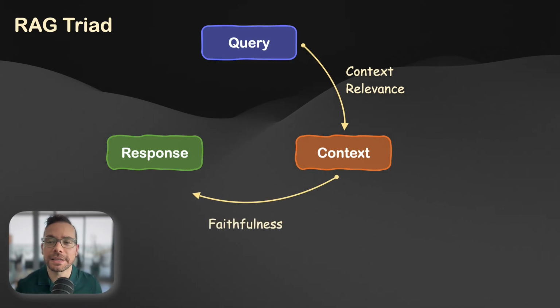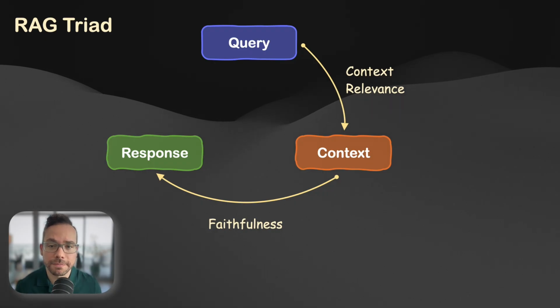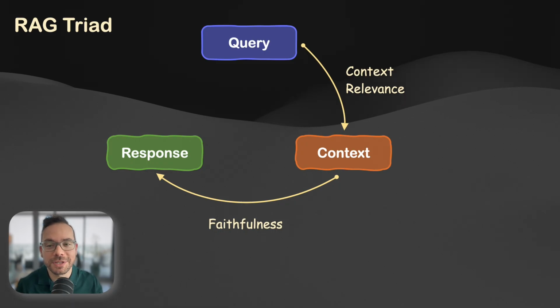The next one is faithfulness. This is the link between retrieved context and response. This is our hallucination detector in a sense. Does every claim in the response come directly from the retrieved text? If this is low, tighten your system prompt or drop temperature to 0.